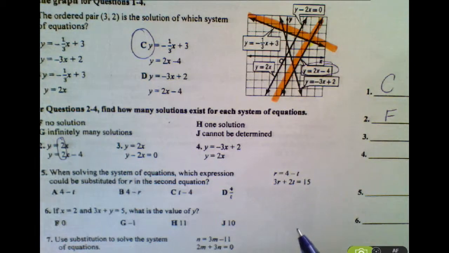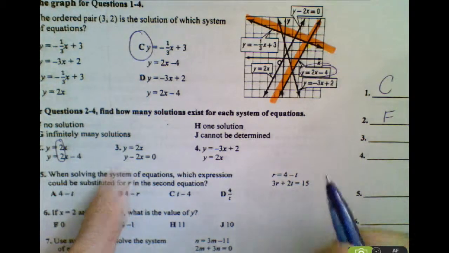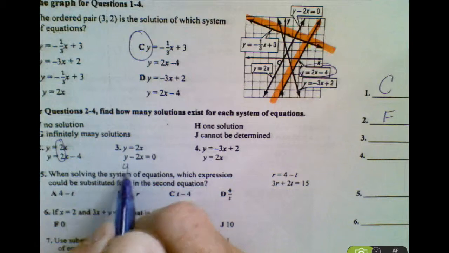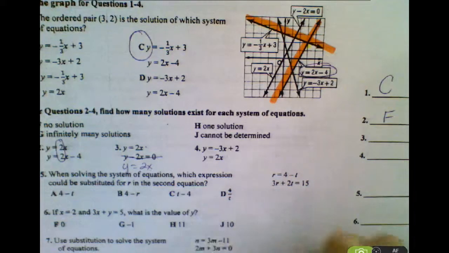Okay. Gabe. Number 3. Is that second equation in slope-intercept form? No. What do I have to do to move it? You have to add to it. Good. So it would be y equals 2x. So what do you know about those 2 equations? Are they the same or different? They're the same. They're exactly the same.